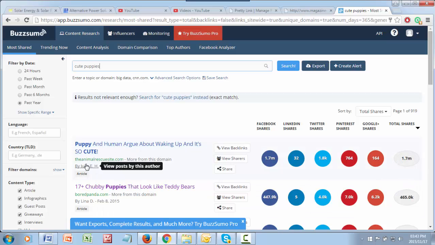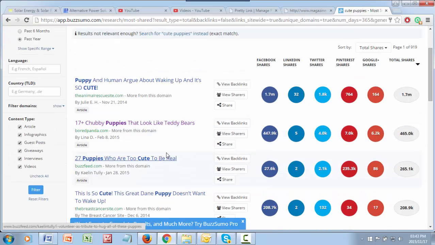1.7 million searches from the animal rescue site. Good for them. In a year, they've had 1.7 million. So puppy and human argue about waking up, and it's so cute. So therefore, it's a popular thing. These kind of things are brilliant to share on social media. And if you can get it so that it comes back to your page, you're doing great.